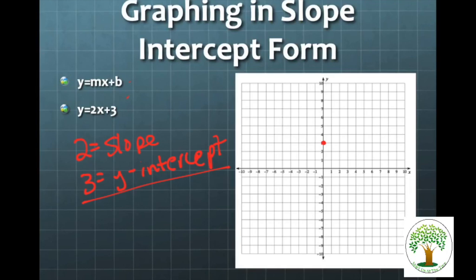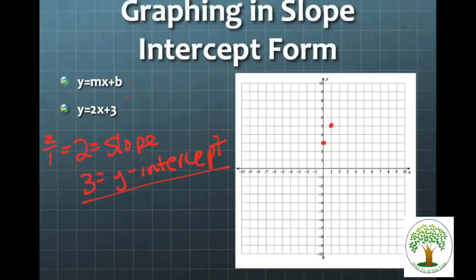That 2 as a slope is actually a fraction, 2 over 1. And the 2 is your rise, and the 1 is your run. So we're going to rise 2 and run 1. We're going to go up 1, 2, and over 1. So we'll end right there.